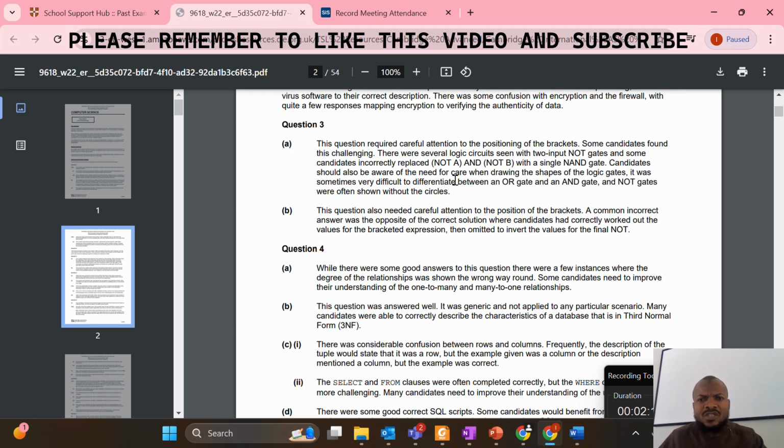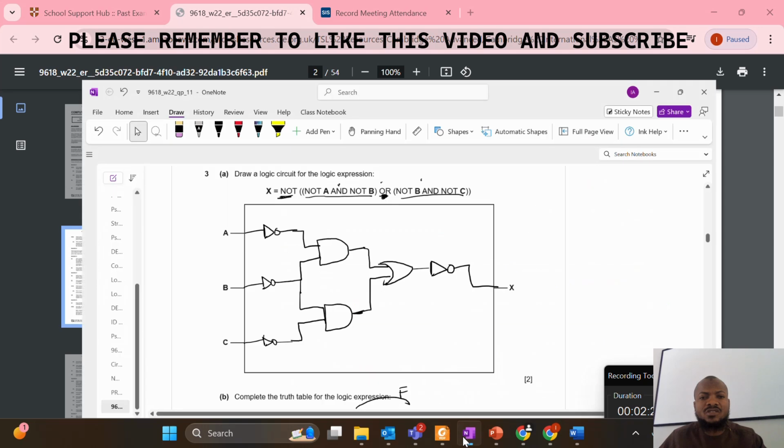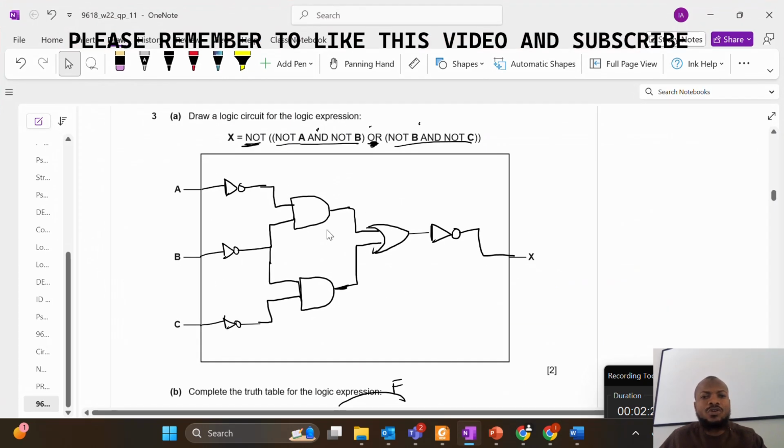And the examiner also said that candidates should be aware of the need for care when drawing the shapes of the logic circuit. It was sometimes very difficult to differentiate between OR gates and AND gates, and NOT gates were often shown without the circle. Yeah, my students also make these mistakes a lot in their assessments. They always draw a different shape or a shape that does not exist as AND or even exclusive OR gate. So you see them drawing several shapes that is not even in what textbook they have written. So many candidates always make this mistake as well. So be careful to draw the shape in the right form and not in an abnormal form that does not represent the logic gates.